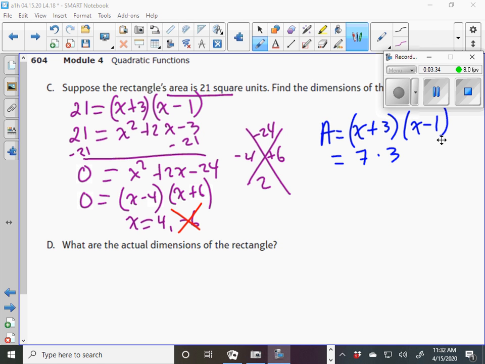What if I plugged in negative 6? Right? I would get negative 3 and negative 7. And that can't be. So that's why we eliminated the negative 6. It's not going to give us a reasonable solution. So we now know that our actual dimensions of the garden were 7 by 3.